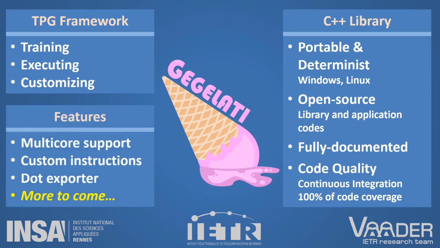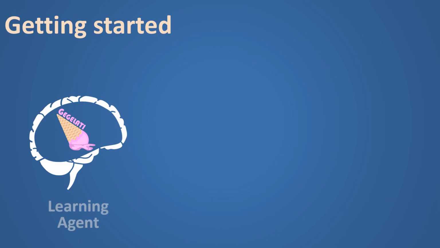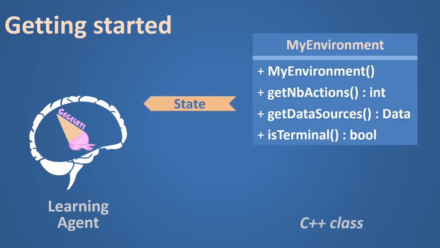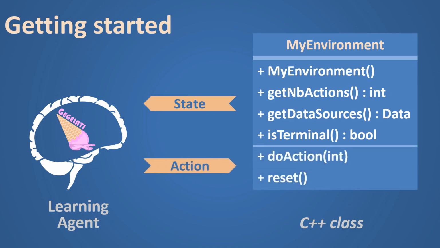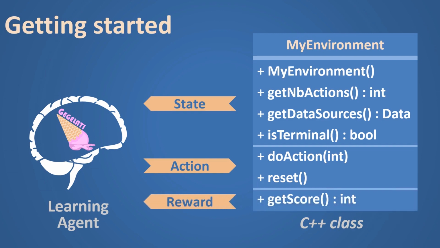In addition to the basic mechanics of tangled program graphs, GEGELATI already supports additional original features such as training and execution on multi-core CPUs, custom instructions for building the programs of your graphs, and a dot exporter for visualizing the results of the learning process. To start training GEGELATI in your own learning environment, all you need is to create a C++ class with 7 basic methods. 3 methods to create your environment and give its state to the learning agent. 2 methods to allow the learning agent to control the environment, and 1 last method to give rewards to the learning agent. And that's all.